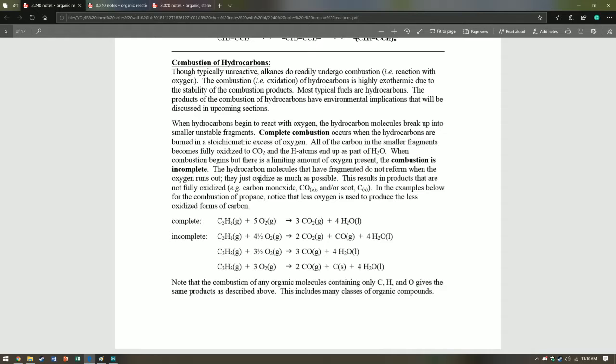Combustion, there's not much to say here. You can undergo either complete combustion or incomplete combustion. Incomplete combustion means that either some carbon does not oxidize at all, or you get carbon monoxide forming and not carbon dioxide and water.